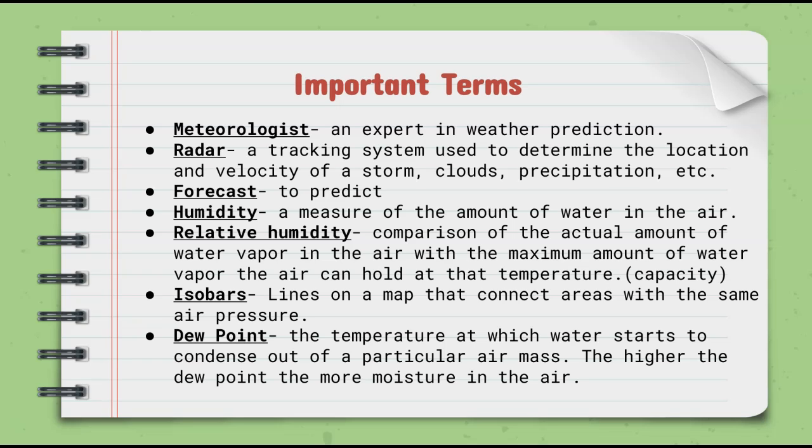The next term is isobars. Isobars are lines on a map that connect areas with the same air pressure. And we'll cover this in a later slide in a little bit more detail. And finally, dew point. Dew point is the temperature at which water begins to condense out of air masses. The higher the dew point, the more moisture that is in the air, which can be very useful for predicting weather, knowing how much moisture is in the air.